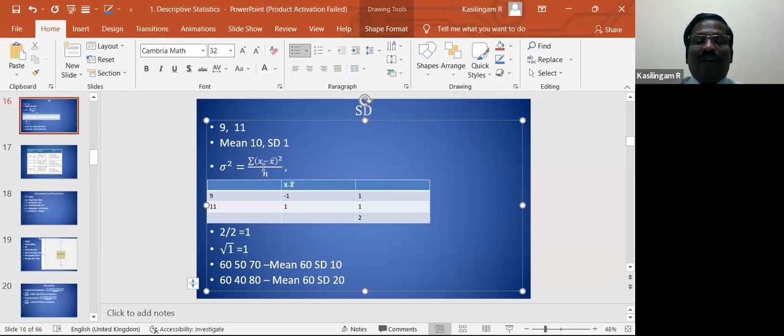But let us use this one. If the formula is summation of x minus x bar divided by n, what will happen? The first data is 9, the mean is 10. 9 minus 10 is minus 1. Next is 11. 11 minus 10 is 1. If you do the summation, minus 1 and plus 1, it will be 0.